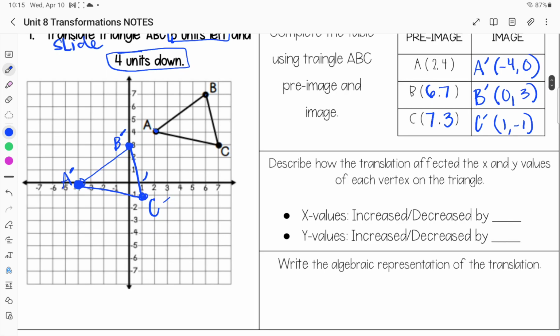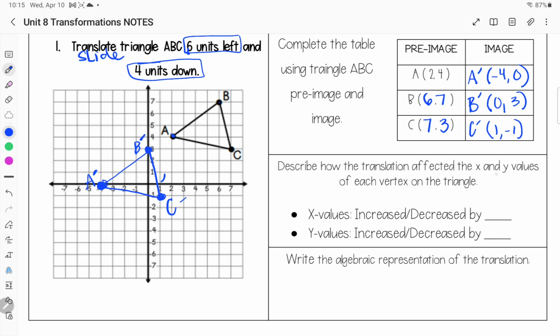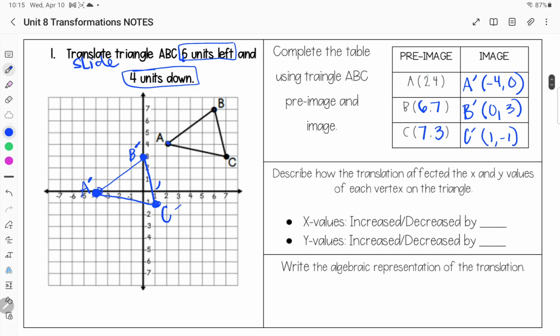So now we're going to describe how our translation, or our slide, affected the x and y values of each vertex on the triangle. As we look at our x values, my original x value started at 2 and ended at negative 4. This one started at 6 and ended at 0. This one started at 7 and ended at 1. So what happened to each of my x values? Did each x value increase or decrease?